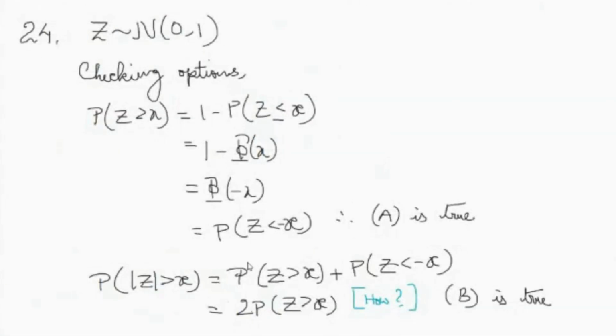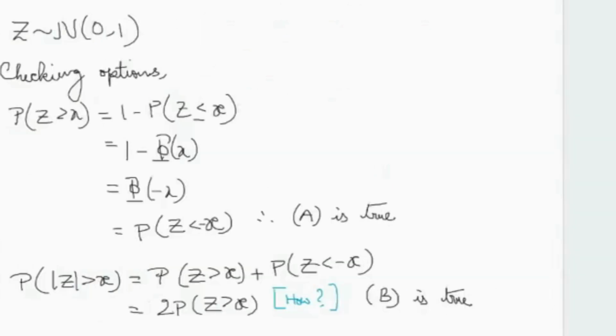Now let us check option number 2. Probability mod Z greater than x is equal to probability Z greater than x plus probability Z less than minus x, which comes out to be twice the probability Z greater than x. You can definitely think of how this comes, and you can obviously use the symmetric property of the standard normal random variable, or simply use the result already obtained in verifying option A. You simply substitute probability Z less than minus x as probability Z greater than x. So B is correct as well.